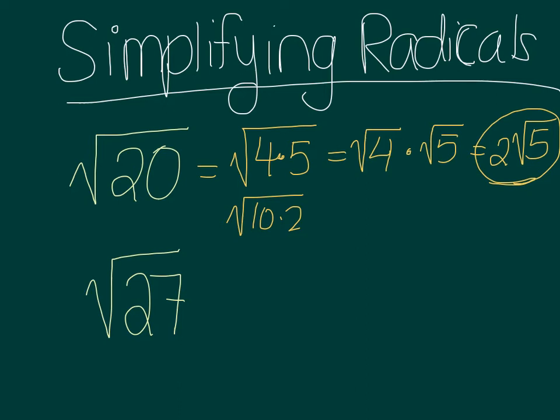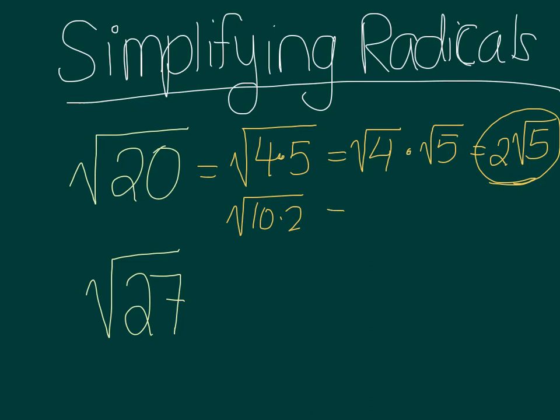Well, really what I did was I looked at 20 and I thought to myself, are there any perfect squares that are also factors of 20? And there are. 4. 4 is a perfect square that is also a factor of 20. So that's why I wrote it as the square root of 4 times 5. Now if I had chosen 10 times 2, unfortunately neither 10 nor 2 are perfect squares.